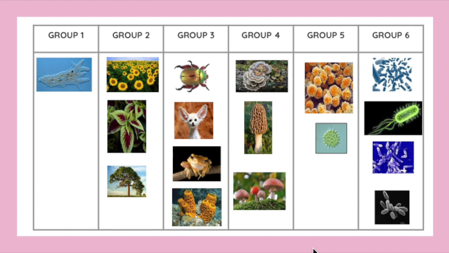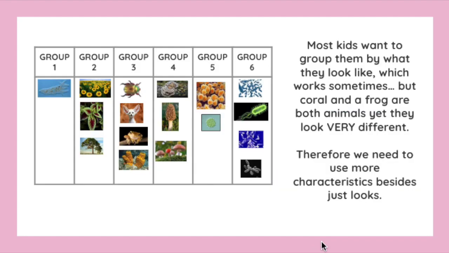Now, most kids try to do what I did, right? They group them by what they look like, which does work sometimes. But for example, the one that I have underneath the frog, that's a picture of coral. The frog and coral are both animals, but they look super, super different. That coral almost looks more like a fungus than it does an animal. So we really can't just go by what something looks like in order to put it in a kingdom. We use more characteristics besides just how something looks.